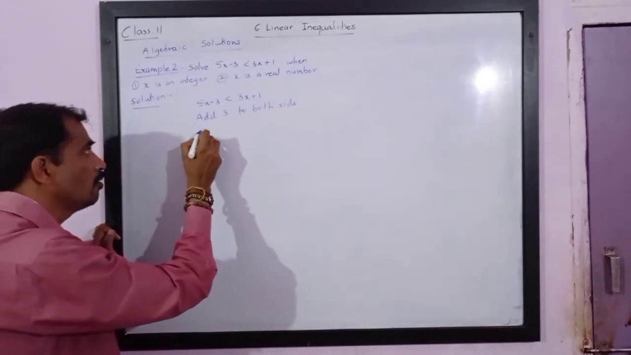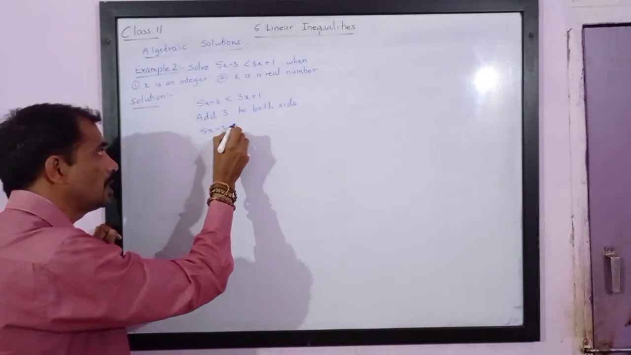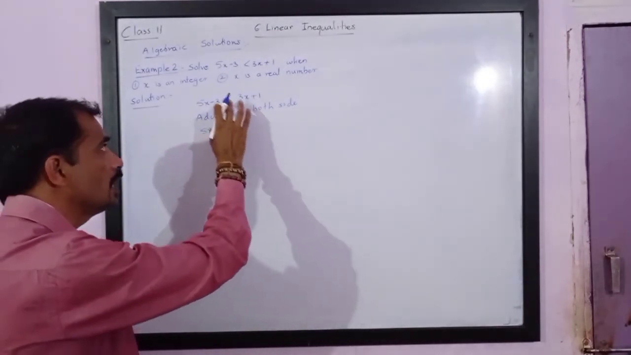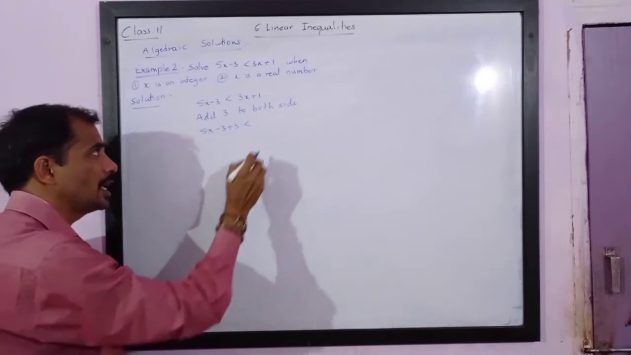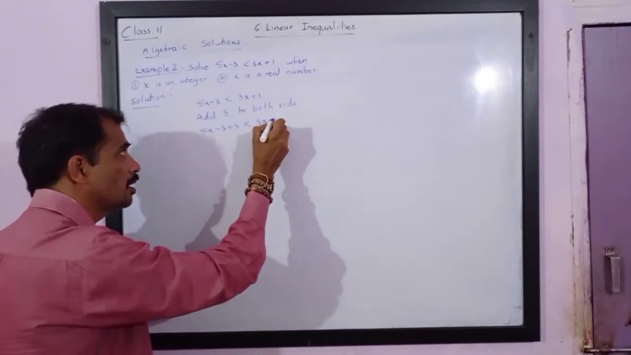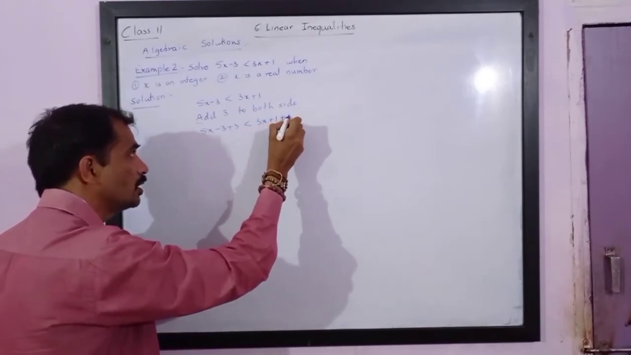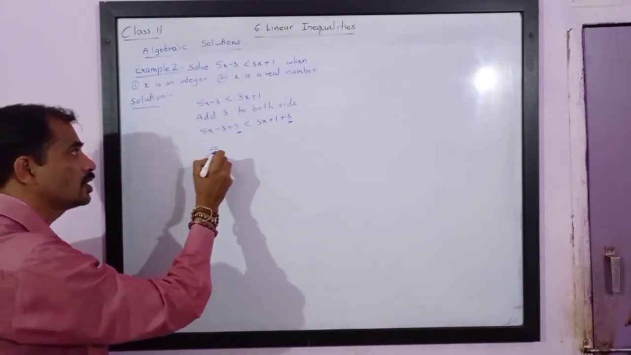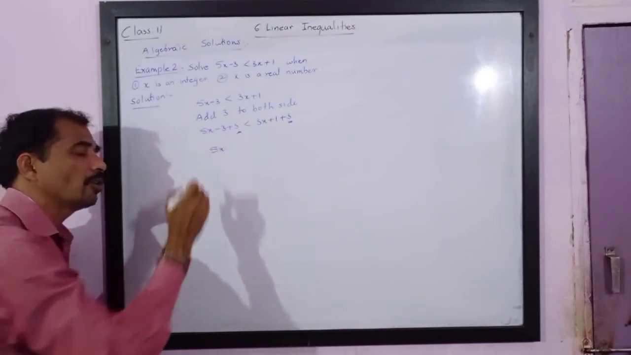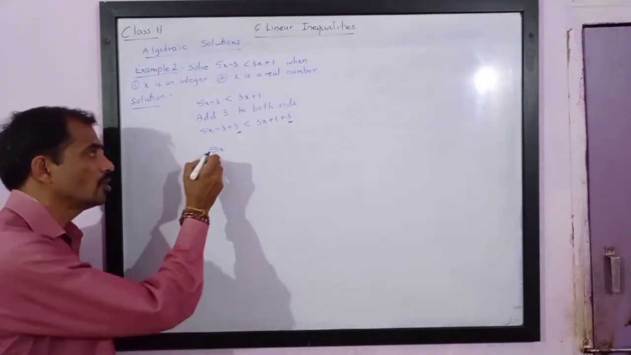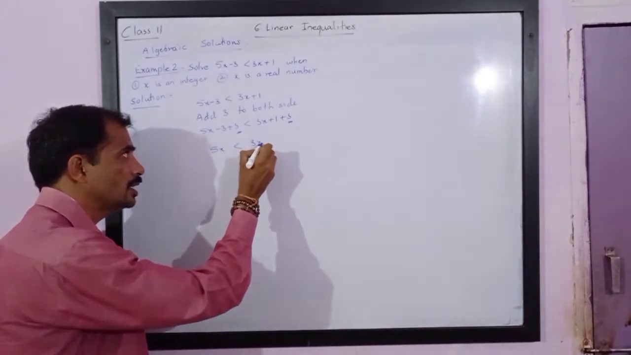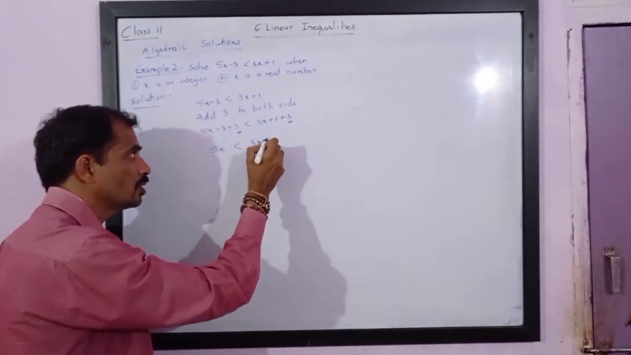You will get 5x minus 3 plus 3 is less than 3x plus 1 plus 3. Please note, when we add positive 3, the inequality sign does not change, so it remains the same. We have added 3 to both sides. So we will get 5x on the left hand side. Minus 3 plus 3 will become 0, so no need to write. You will have 5x less than 3x plus 4.